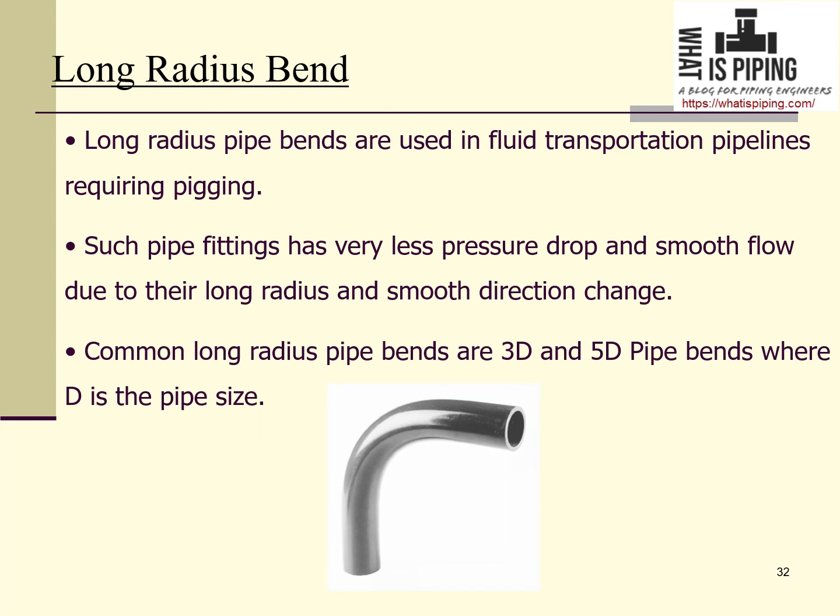Now, long radius bend. Long radius pipe bends are used for fluid transportation pipelines requiring pigging. Such pipe fittings have very less pressure drop and smooth flow due to their long radius and smooth direction change. Common long radius pipe bends are 3D and 5D pipe bends, where D stands for the pipe size. This is an example of a typical long radius pipe bend.